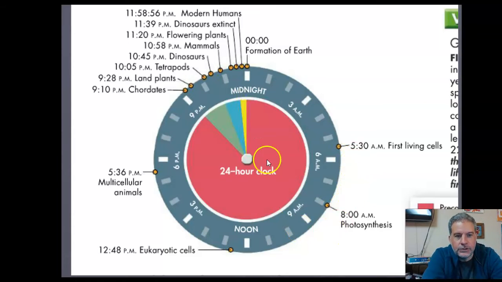And then photosynthesis shows up about 8 a.m. Being eukaryotic shows up a little after noon. Multicellularity shows up at 5:36 p.m. But they're real simple. They're really close to single-celled organisms, just things like sponges and stuff like that. The stuff that we think of really doesn't show up until the last 3 hours.